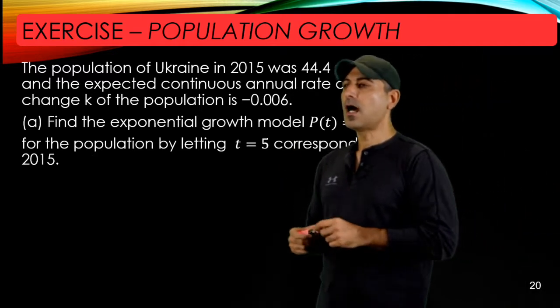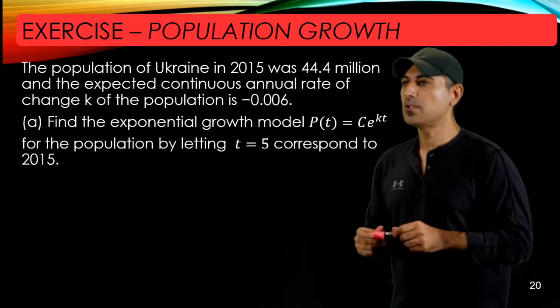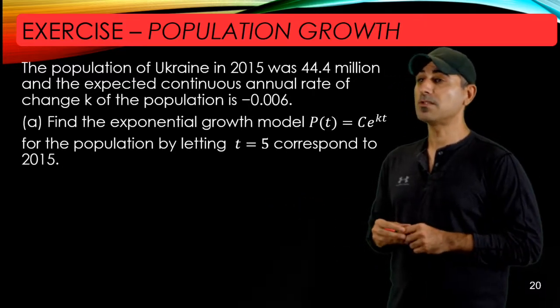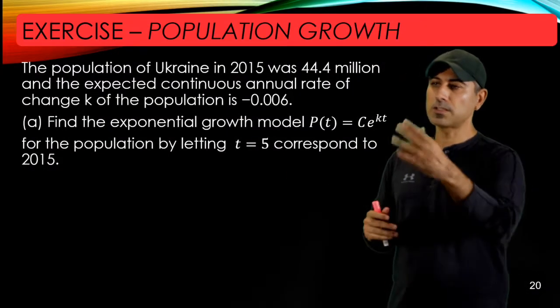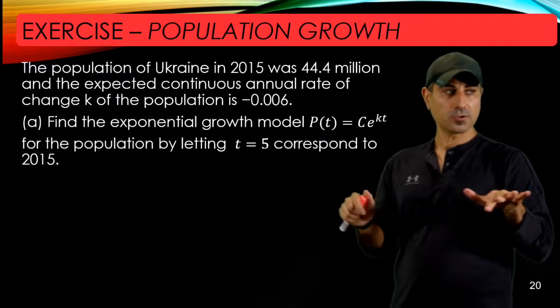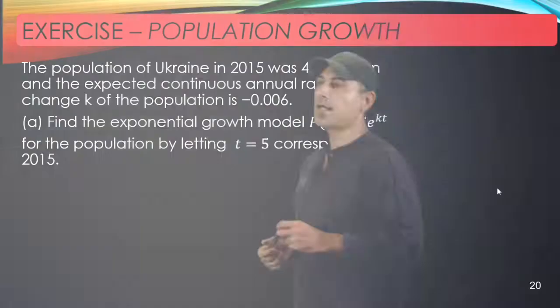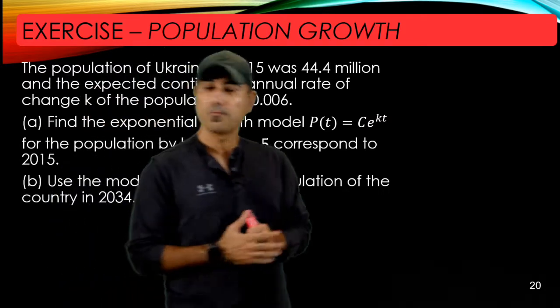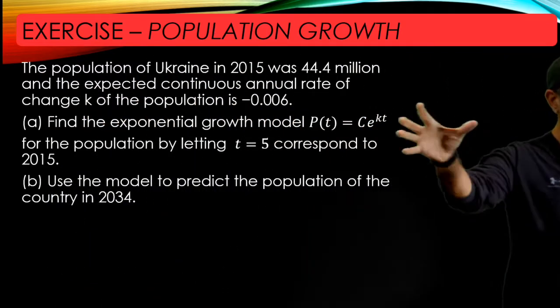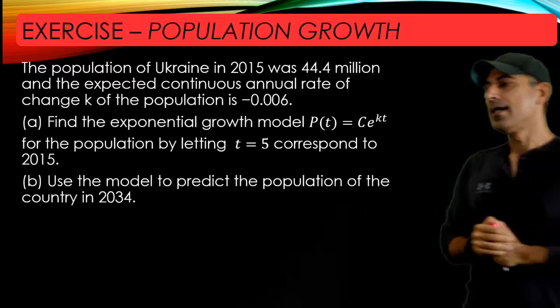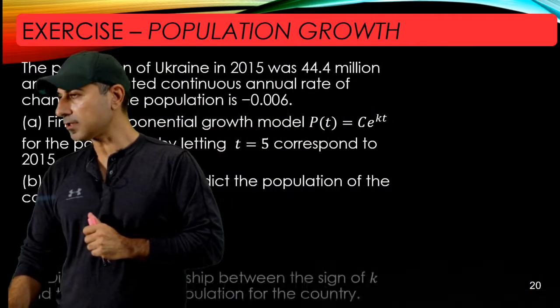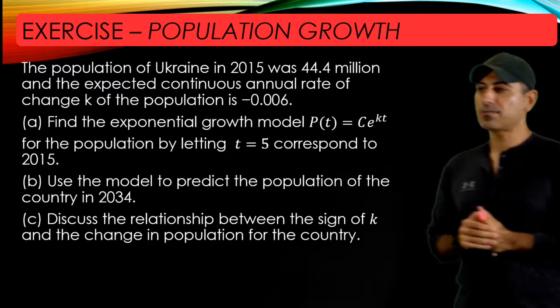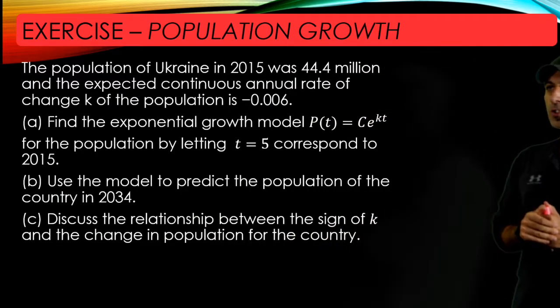In part A, we're going to try to find a good model or solution to this problem in the form of an exponential function. For 2015, t corresponds in this model to t equals 5, so P of 5 should be equal to 44.4 million. And in part B, we're going to make an estimate of the population for 2034 by using the model coming from part A, and hopefully we're going to see the relationship between the sign of k and the change in population for the country.